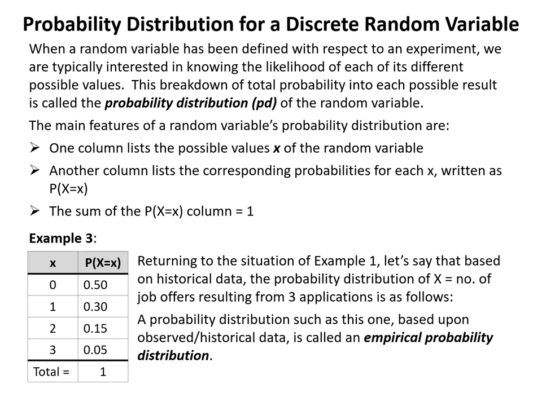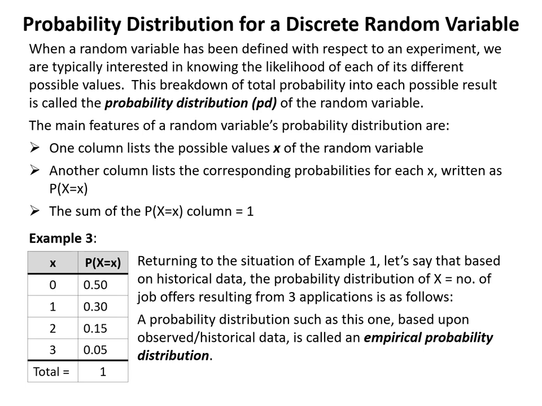So let's say that, based on historical data, the probability distribution of x, equaling the number of job offers resulting from 3 applications, is as follows. We can see the distribution in the table below. The first column on the left shows the possible x values 0, 1, 2, and 3. And the numbers in the right column are the probabilities for each of those x values, based on historical data.